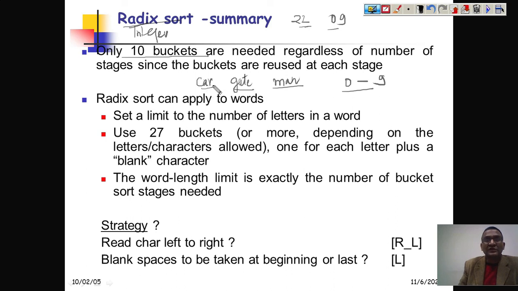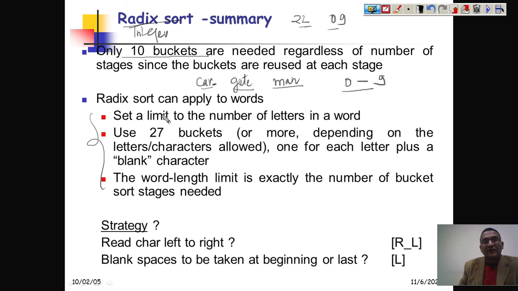So you need to take the extra characters to make them of equal size, because we know that the number of passes depends on the size of the maximum word in this case. So here we have a word of size 4, that means we need 4 passes. But when we work with the sorting of the words, then we need to think about the strategy. We cannot simply apply straightforwardly what we have used for sorting the integers.